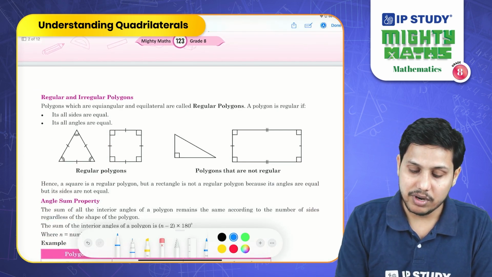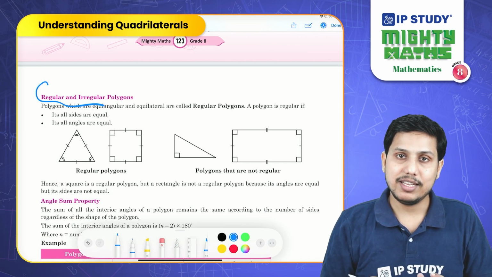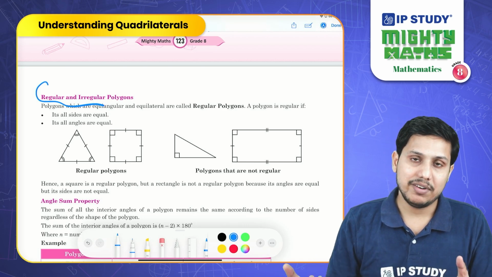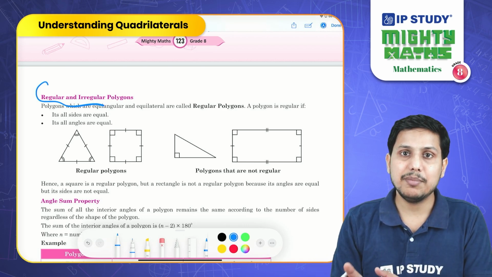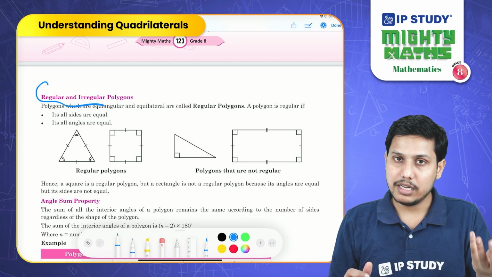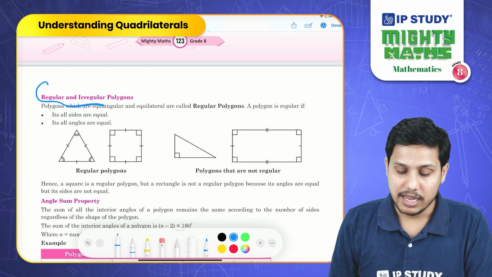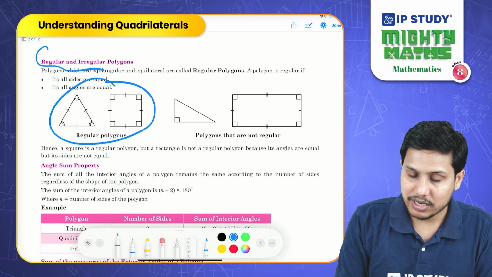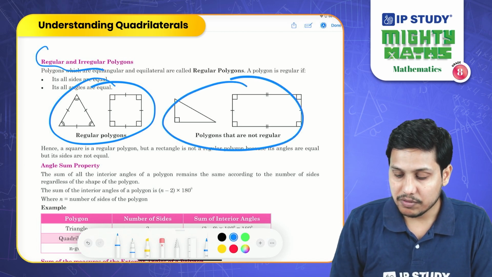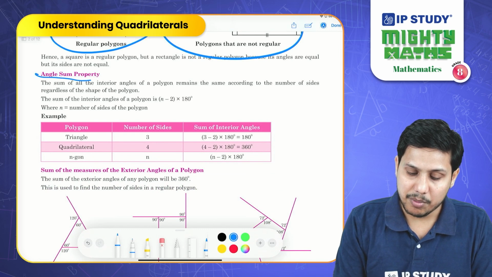Now next are regular and irregular polygons. I have told you that a polygon is made up of line segments. Now the line segments can be of the same length or of different lengths. If all line segments are of the same length, then the polygon is called a regular polygon, like a square in case of four sides, or an equilateral triangle when we have three sides. So a regular polygon will have all sides equal and all angles also equal, and these are the examples of non-regular polygons.